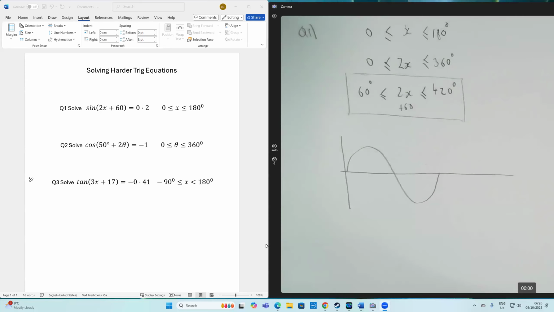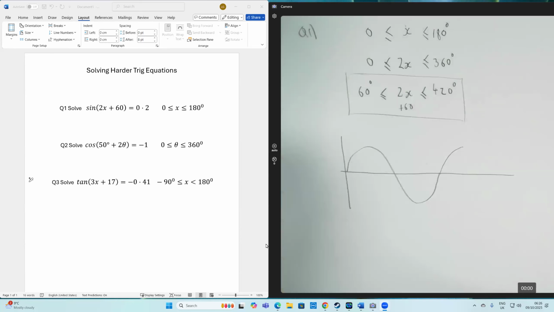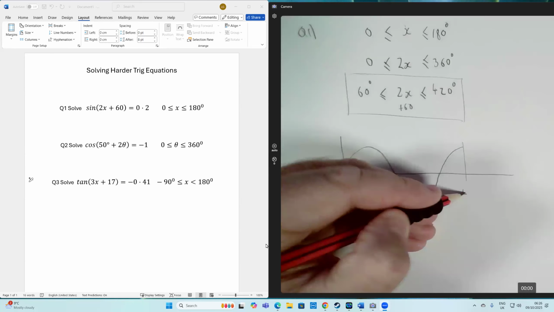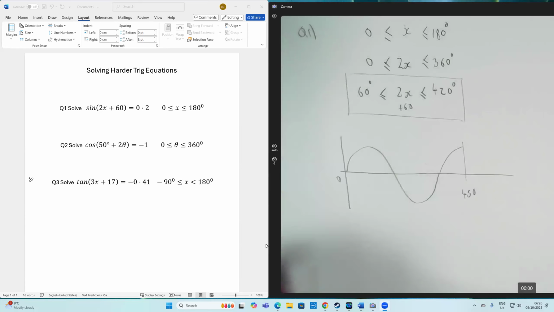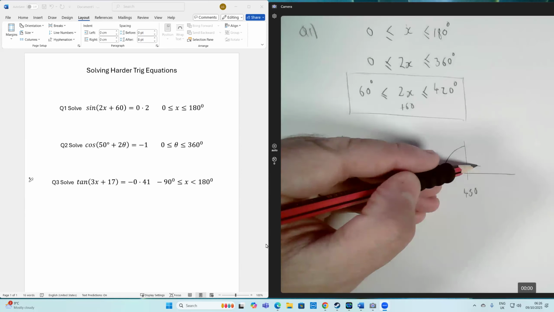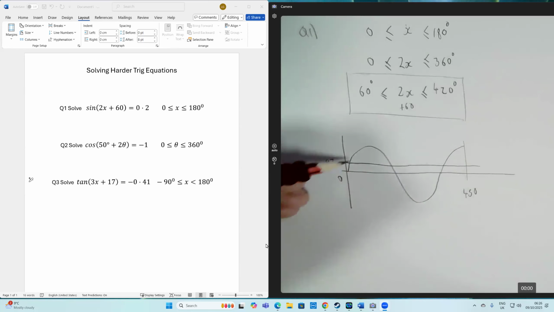Now there's up to 360, and I think we're going to need a bit more than that. So I'm going to draw a little bit more than that. Let's add another 90 there, like that. Okay, so I've drawn sine there up to 450. And the question says sine is equal to 0.2. So I'm going to draw on a line here at roughly 0.2, like that. And then 60 degrees, I think, is roughly somewhere like that.